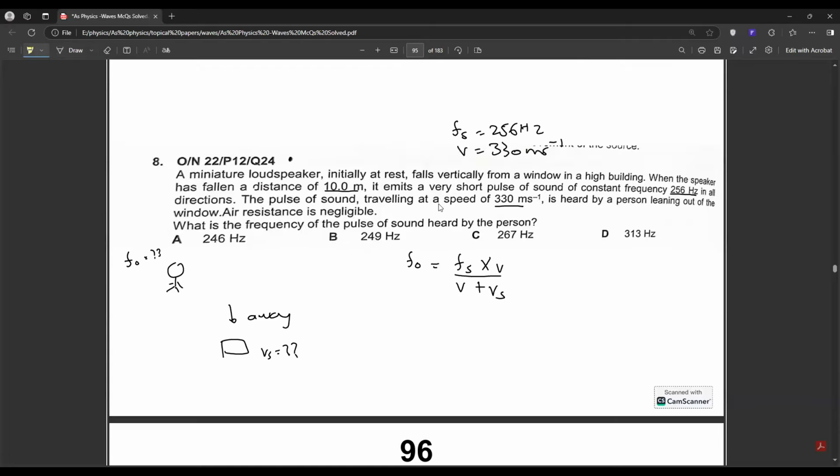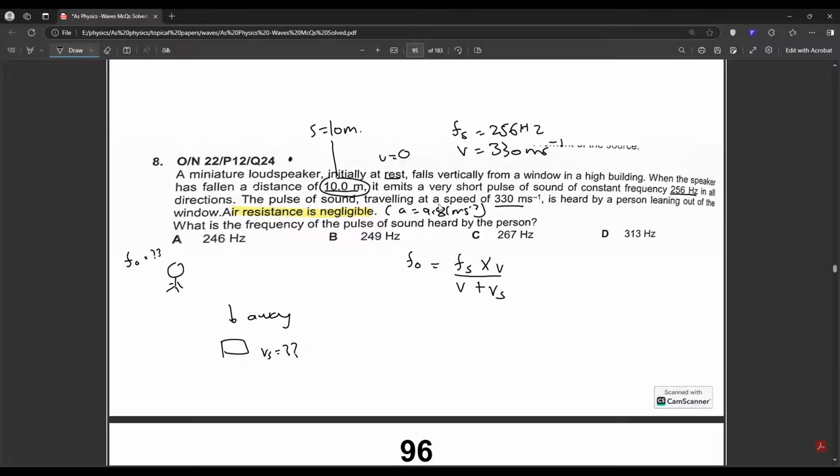If you pay attention, air resistance is negligible, that means acceleration will be 9.81 m/s². And your distance traveled, S, is what? Your S is 10 meters. Perfect. Acceleration is 9.81. Initial velocity is 0. Can you calculate the final velocity? Yes, you can do that.